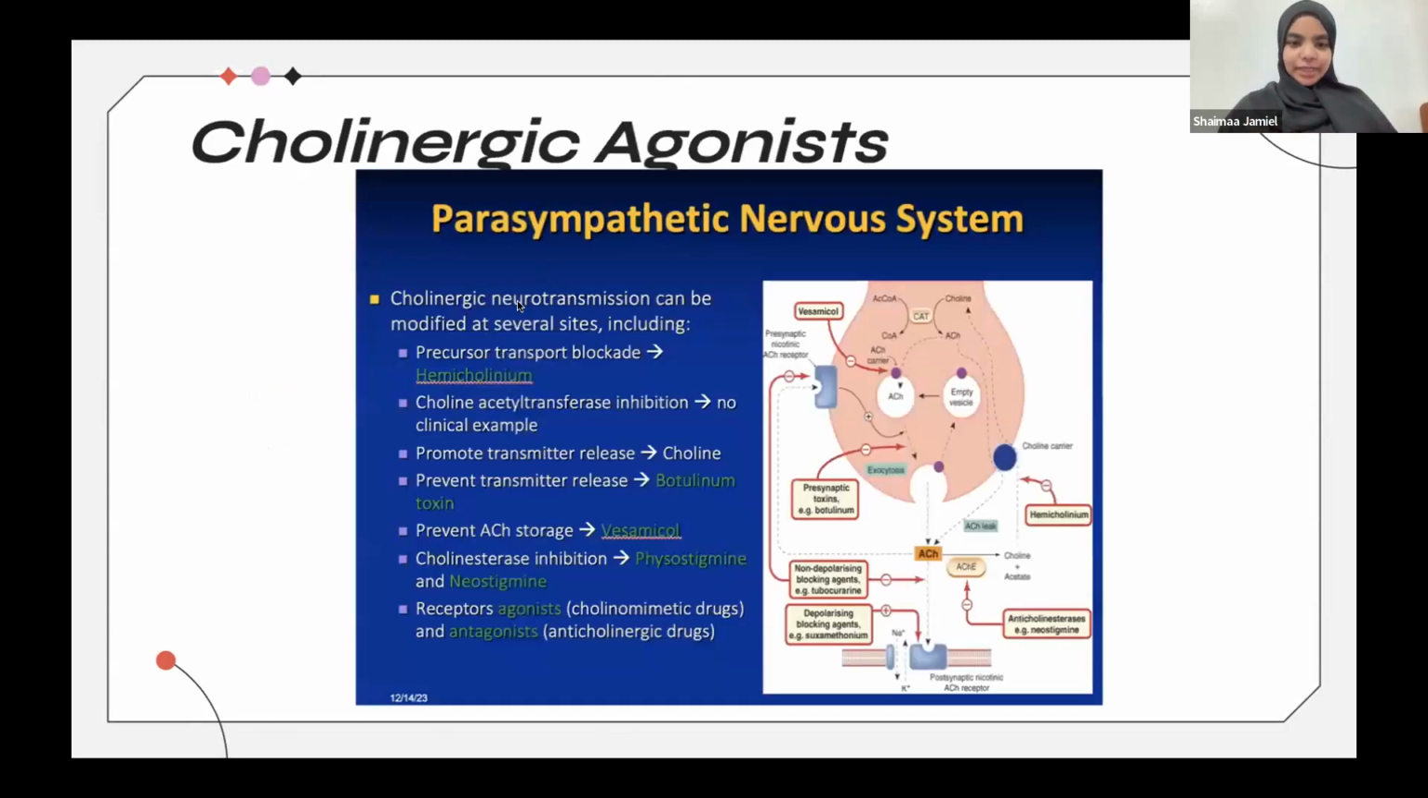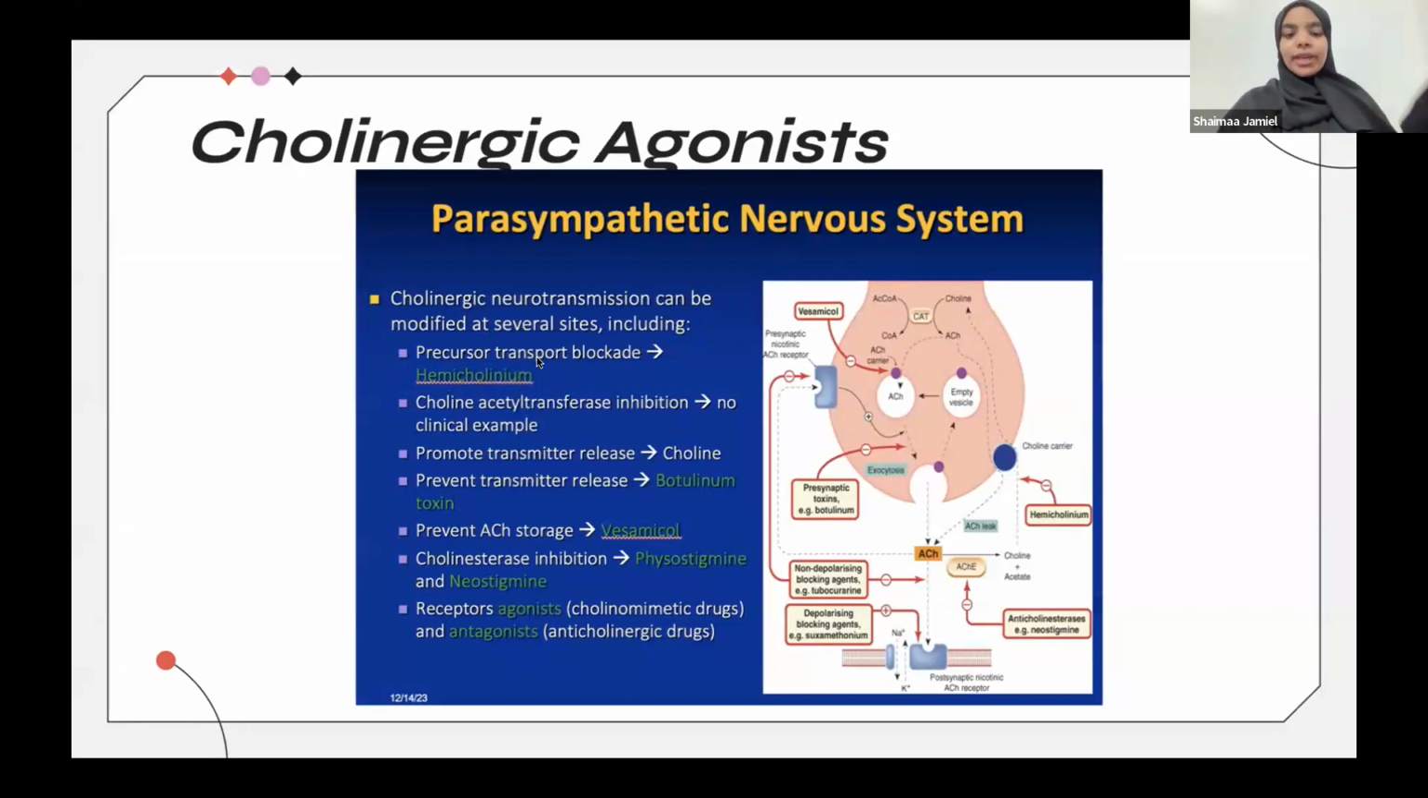So this is a picture from the slide. Basically here she was trying to show the different ways to affect the parasympathetic nervous system. And to be honest, I've never seen these in First Aid and so on, but since she had them in green, we need to know them.